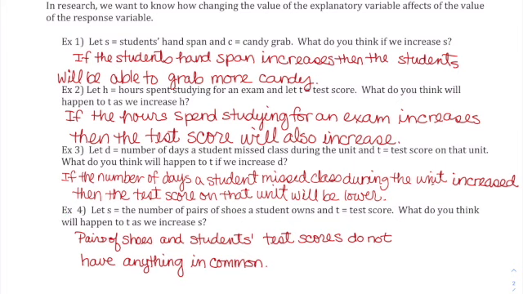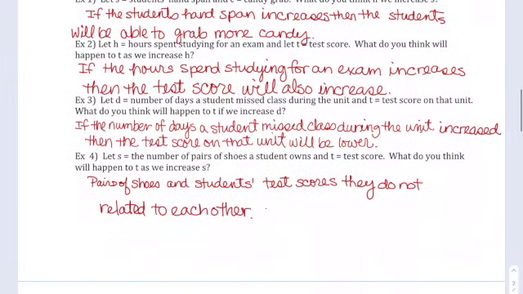Example number 4. S is the explanatory variable, the number of pairs of shoes a student owns, and T equals test score. What do you think will happen to T when we increase S? Well, actually, there's nothing related to each other, so there's nothing you can really say because it doesn't even make sense. Pairs of shoes and students' test scores do not have anything in common, or they are not related. That's a better word. They are not related. So that is example number 4.